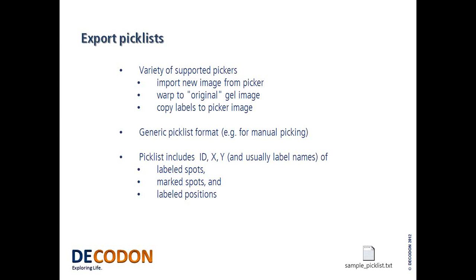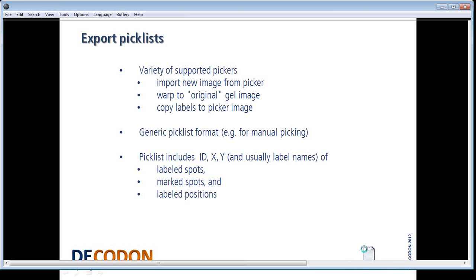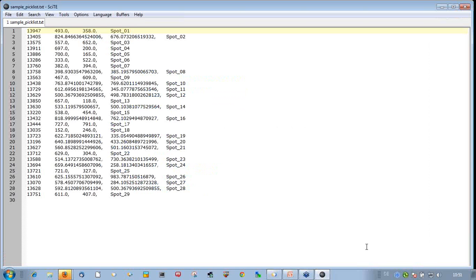Let me show a sample picklist. It looks like this. This is just a flat text file, including character-separated values. Character-separated means that the different columns are separated by, for example, a tab or a semicolon or a colon, whatever. And in this case, we have in the first column the spot ID, in the second one the X coordinate, in the third one the Y coordinate, and then this is followed by a fourth column including the spot labels.